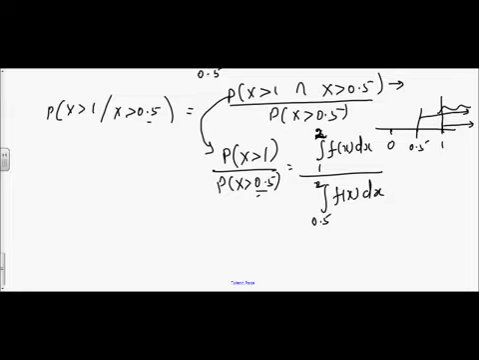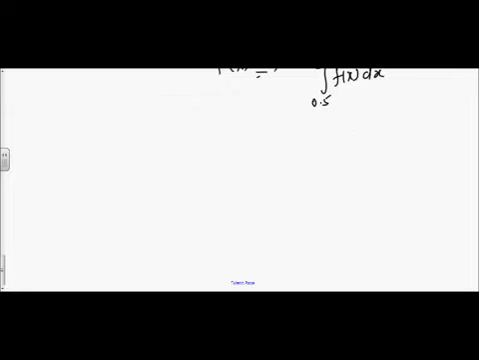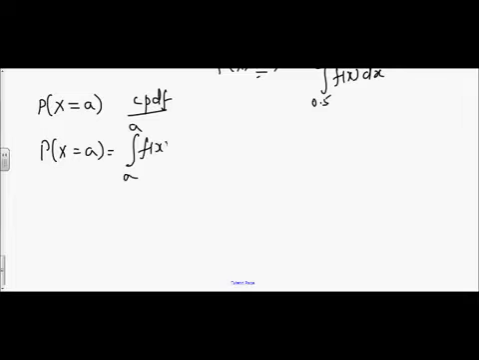Now we can slightly understand what I said about not being able to have a value for p of x equal to a for continuous probability density functions. Why? If I consider p of x equal to a, according to my definition, it should be the integral from a to a of f of x dx, which would always be equal to 0. So considering x equal to a for finding the probability always gives 0. It's always within an interval that the probability exists.